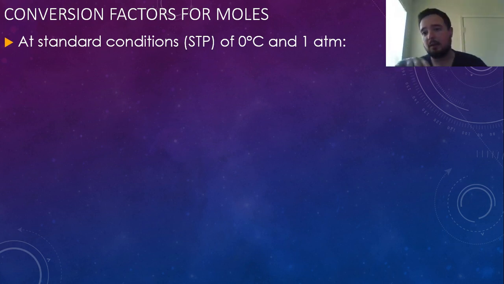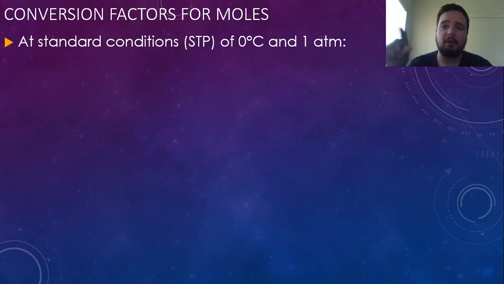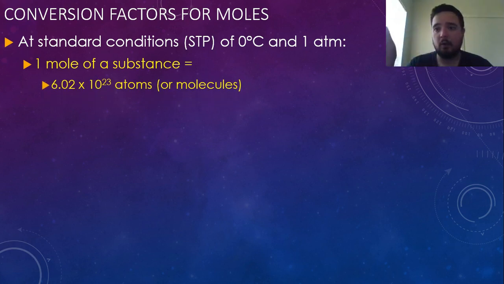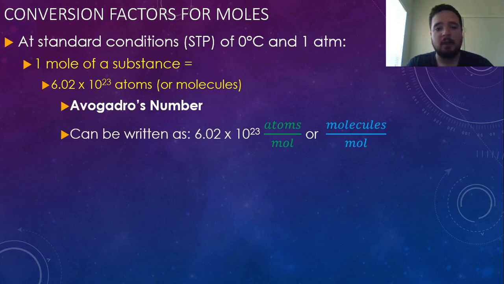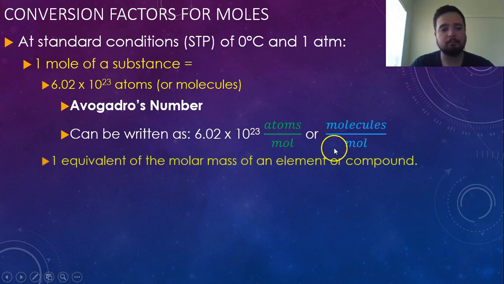So at standard conditions, STP, of 0 degrees Celsius and 1 atm as defined by Avogadro's law, 1 mole of a substance is equivalent to what we know as Avogadro's number, 6.02 times 10 to the 23rd atoms or molecules, depending on what type of substance you're dealing with. So again, that's called Avogadro's number. And then it can be written as 6.02 times 10 to the 23rd atoms per 1 mole or 6.02 times 10 to the 23rd molecules per mole.